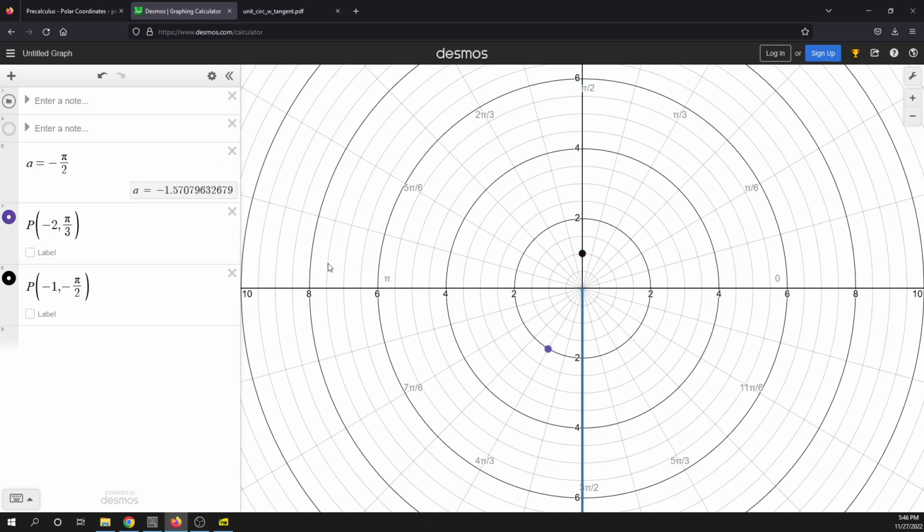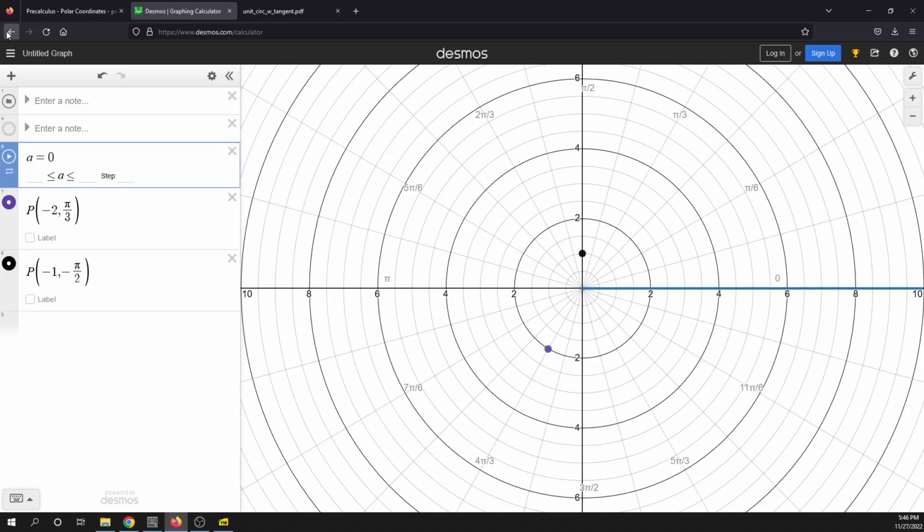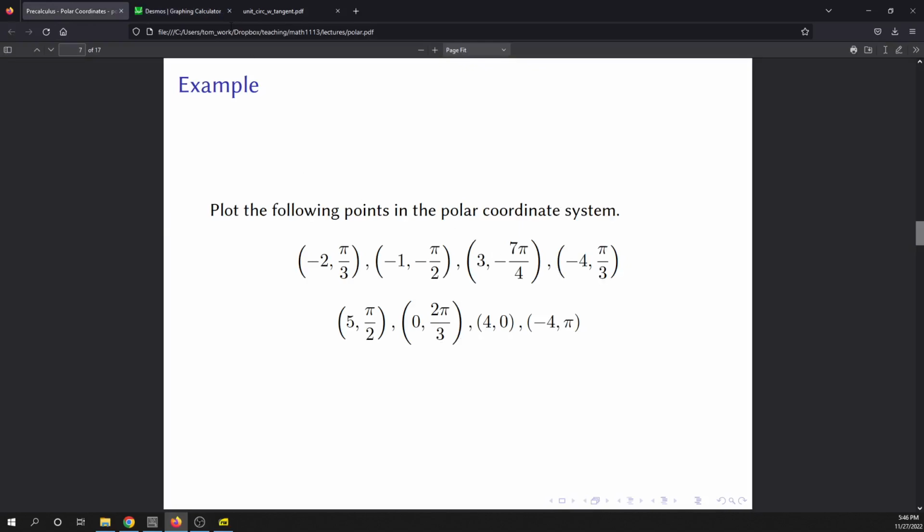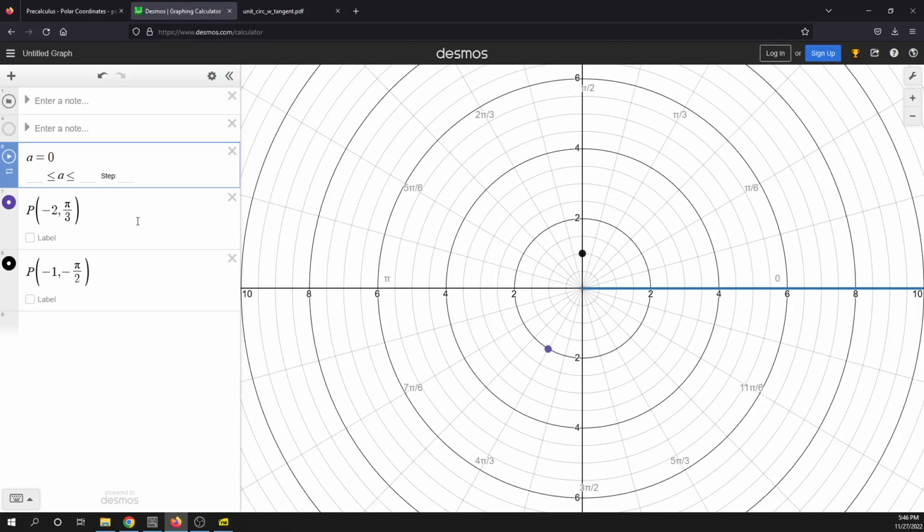All right, next one is (3, -7π/4). So I would do the rotation first, -7π/4. Now 7π/4 is almost all the way around. If you rotated positive 7π/4, you'd rotate all the way around over here, and it would be pointing down here.